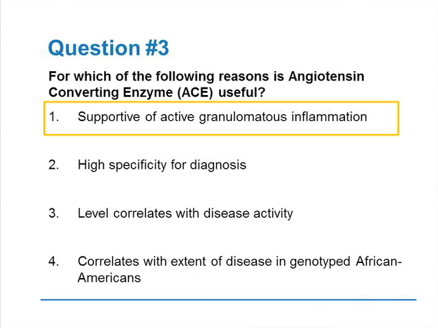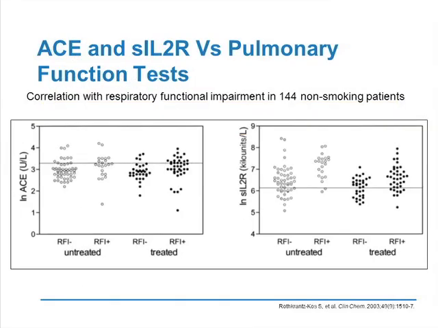Presence of an elevated angiotensin converting enzyme level does suggest that there is active granulomatous inflammation if there are no other causes for it evident, but it lacks adequate specificity or correlation with disease activity to make a diagnosis or to make management decisions on. The next slide demonstrates one study that looked at two biomarkers of disease activity. This is the angiotensin converting enzyme level and the soluble interleukin-2 receptor level. And they asked whether or not these levels correlate with abnormal PFTs, listed here as respiratory function impairment.